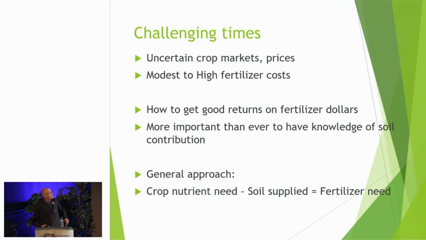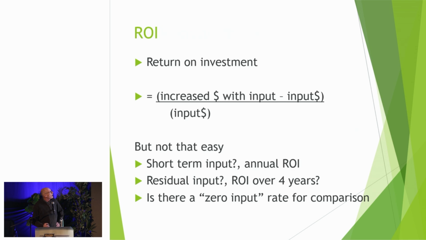So in these challenging times, we have uncertain crop prices and markets, modest with nitrogen and high with phosphorus fertilizer rates. And so how do we get good returns on that? How you get good returns depends, and we have to really know what the soil's contribution is going to be. A very simple or general approach is we need to know what the crop nutrient need is. We subtract what the soil supplies, and the remainder is the fertilizer requirement. That's pretty simplistic.